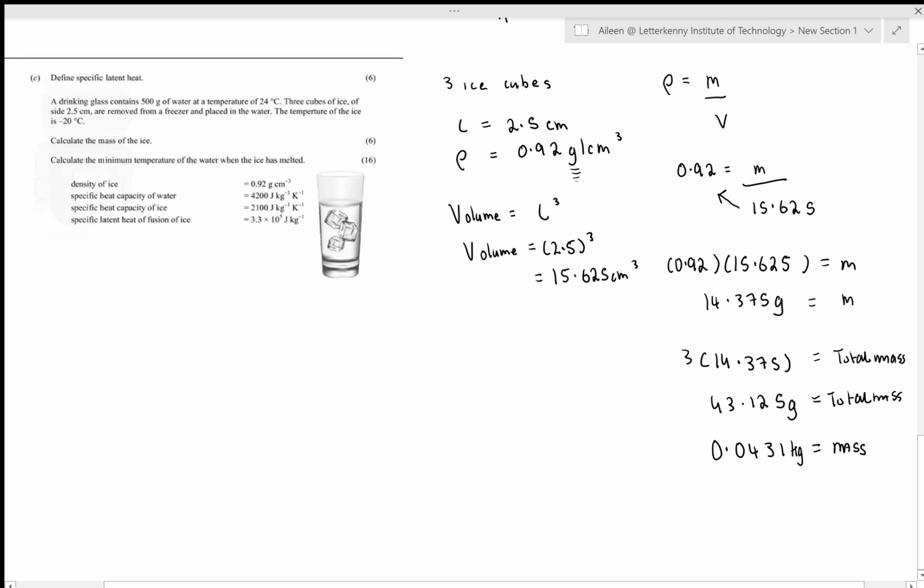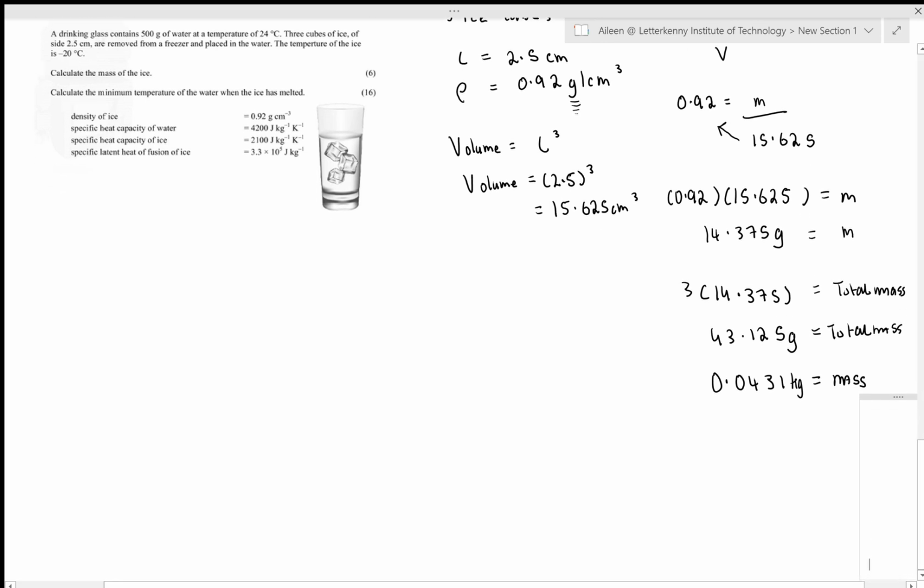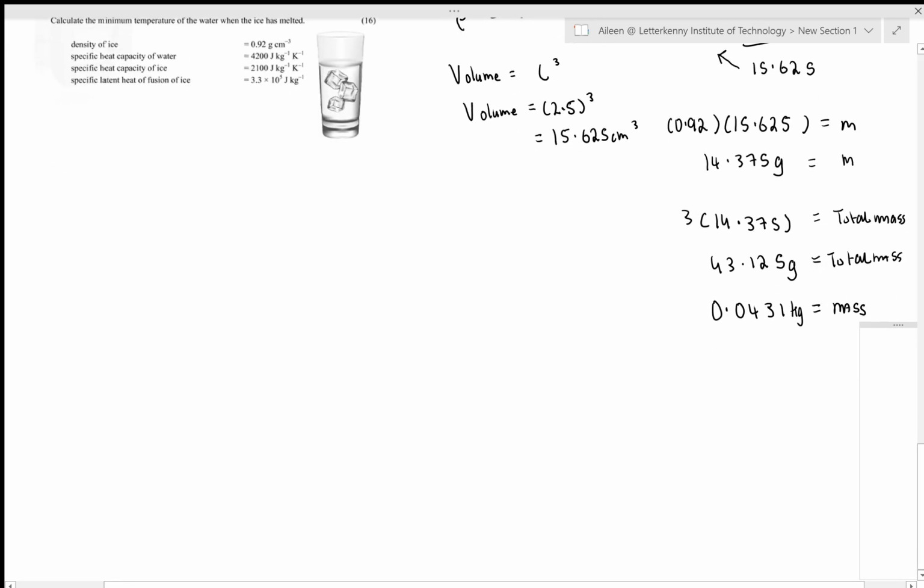Okay, in part 2, you're asked to calculate the minimum temperature of the water. So in this one, I'm just going to set it up for you and then give you a chance to try it on your own. Okay, so setting this up. Let's see what we have.